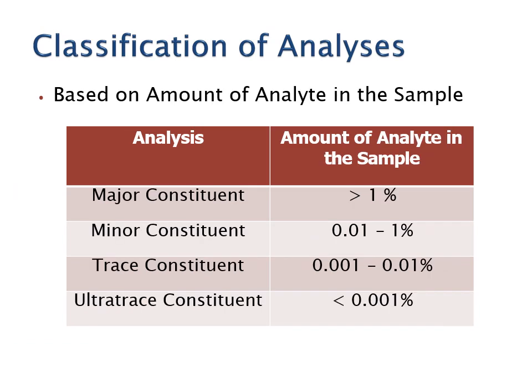So next classification is based on the amount of analyte in the sample. So if you have greater than 1% of the amount of the analyte in the sample, we call that major constituent. If you have 0.01 to 1%, that is called minor constituent, and 0.001 to 0.01%, that is called trace constituent, and less than 0.001% is called ultra trace constituent.